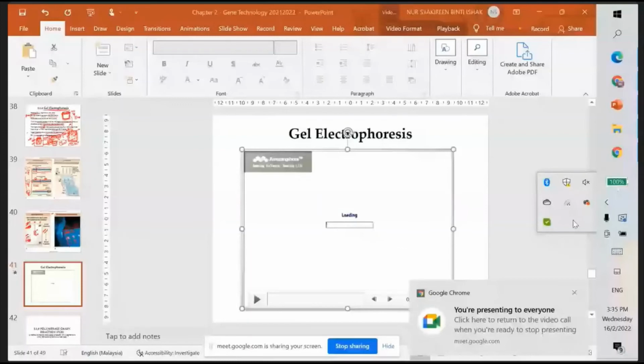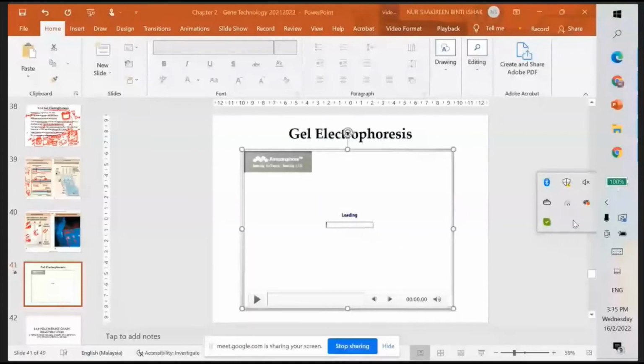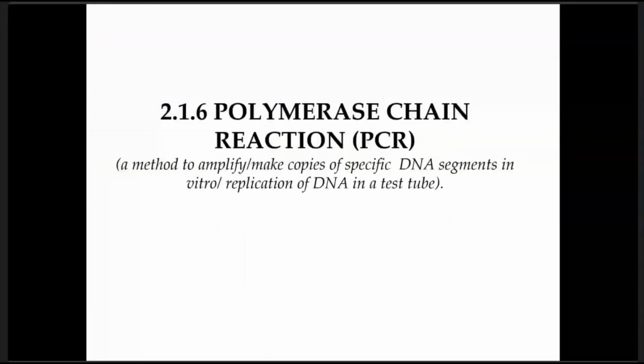Okay, so now we are going to look at the next part, the last subtopic of this chapter, which is PCR. Polymerase chain reaction, PCR, is a method to amplify and make many copies of specific DNA segments in vitro, or replication of DNA in test tubes. So that is the definition of PCR. It allows DNA replication to occur in a test tube to make many copies.